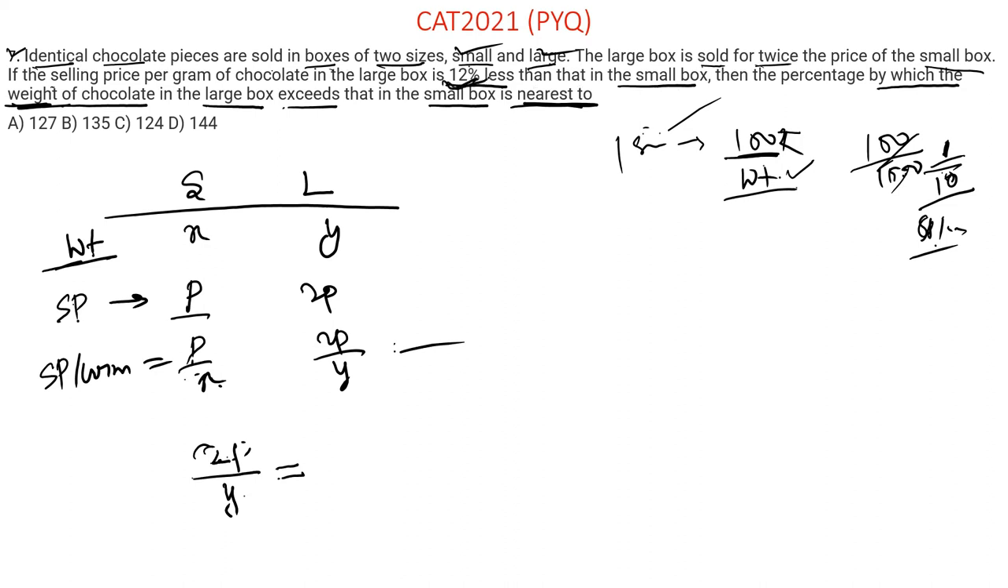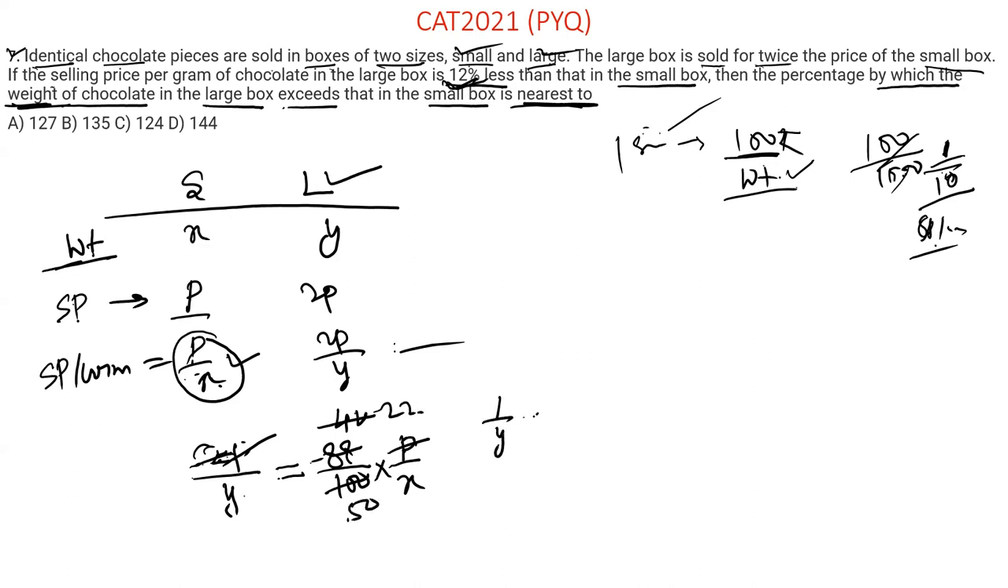It means that it is 12% less. So this is 88%. It is 12% less than the small box. It means that the selling price of the large box is 88% of the small box. 88% of P by X. So P got cancelled. 22 divided by 50. So we got 1 by Y equal to 22 by 50 into 1 by X. So 22Y equal to 50X. So X equal to 22Y by 50.